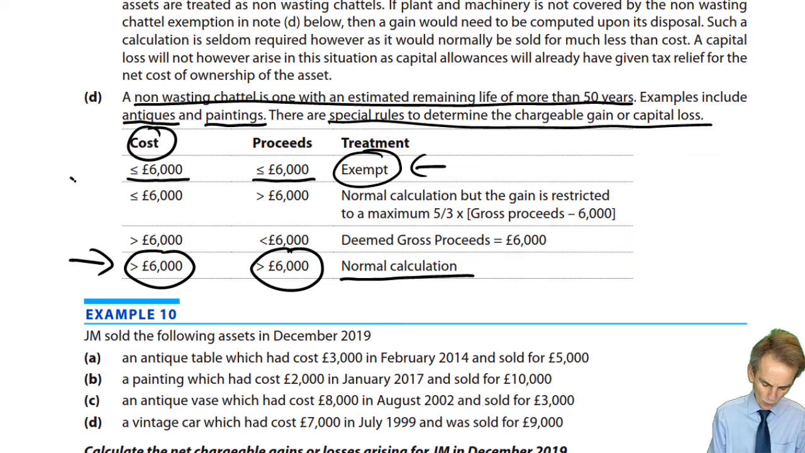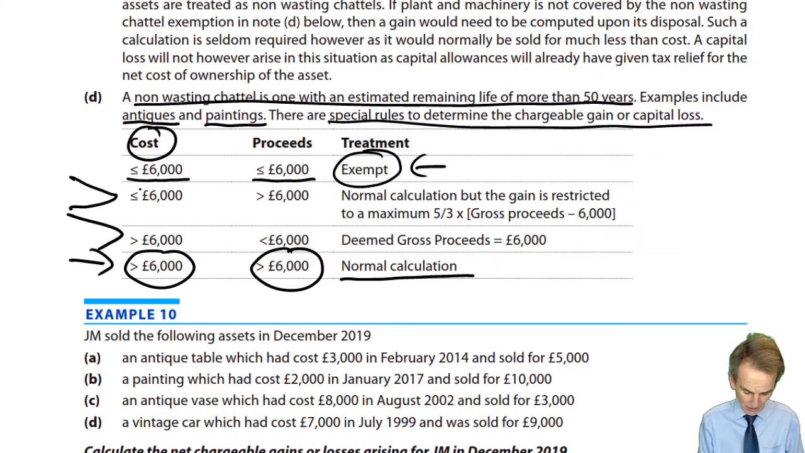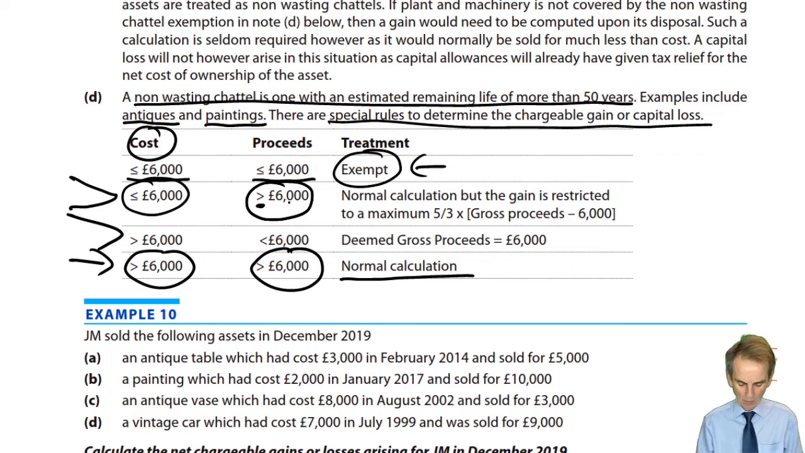So here are the two rules that are most usually tested in terms of an examination question. These are the rules that we must know. Firstly, what happens where the cost does not exceed 6,000, it's 6,000 or less, but the proceeds exceed, they are more than 6,000. What you've now got to do is two gains calculations. Clearly there's going to be a gain because you bought for less than 6 and we sell for more than 6. So a normal calculation is firstly done: proceeds less selling expenses less cost, get your normal gains calculation.